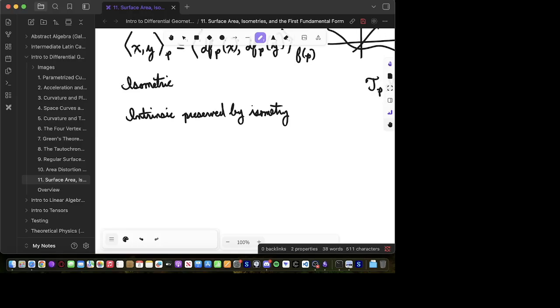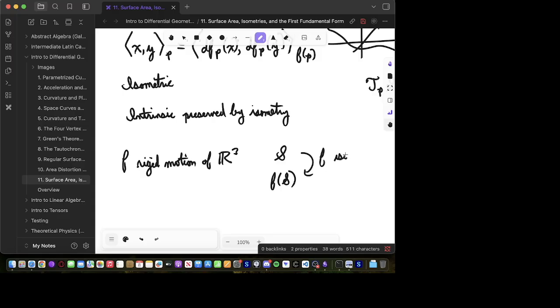Now, interestingly enough, I'm not going to prove this, but if we have a rigid motion F of R3 and S is a regular surface, then F of S is also a regular surface, and the restriction of F to S is an isometry between them.